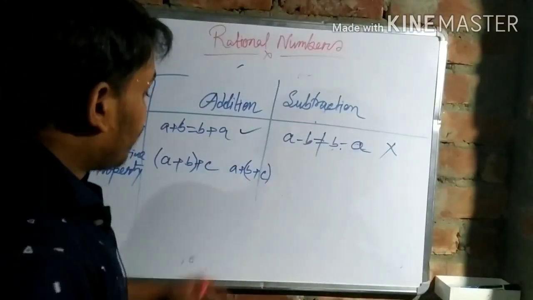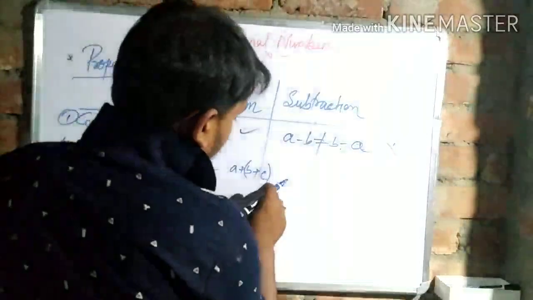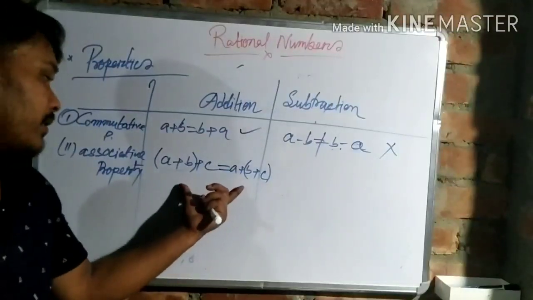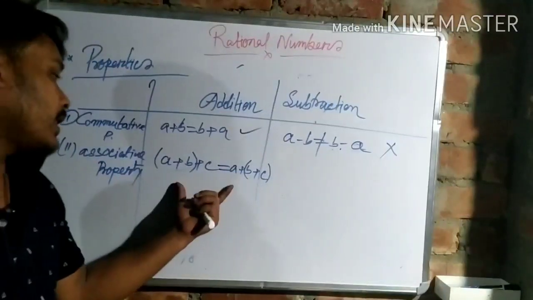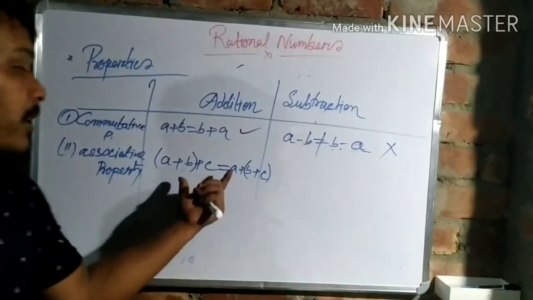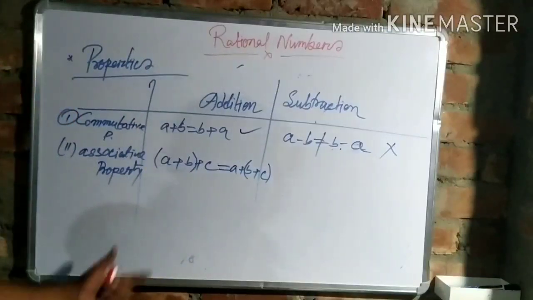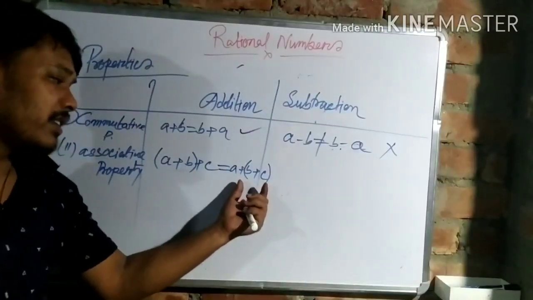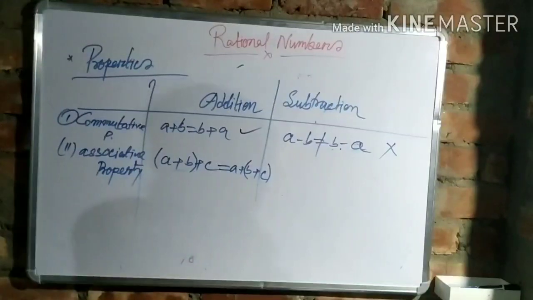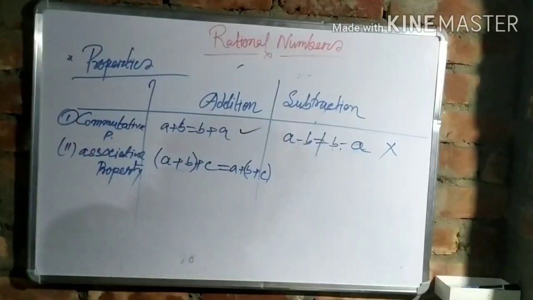Okay, so first we take the bracket on the first two numbers, and the second time we take the bracket on the last two numbers. If the values are equal, then we say that associative property holds in rational numbers with respect to addition. So it is clear, if we change the bracket in case of addition, then it always holds. So in rational numbers with respect to addition, associative property always holds.